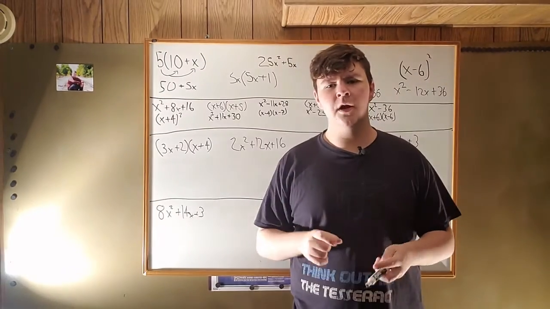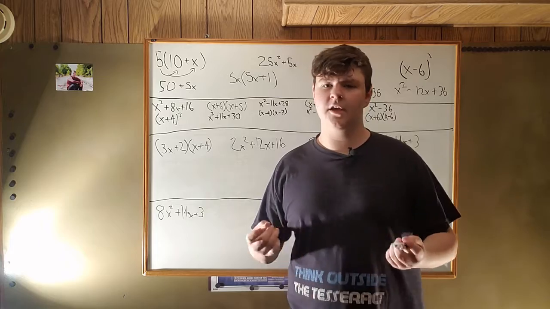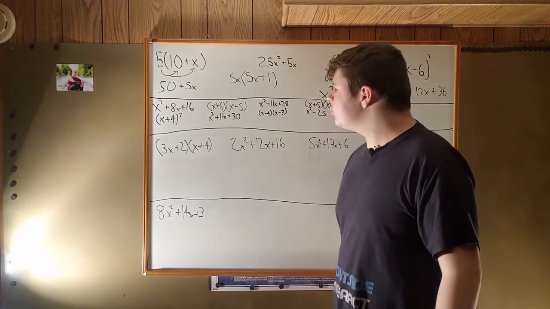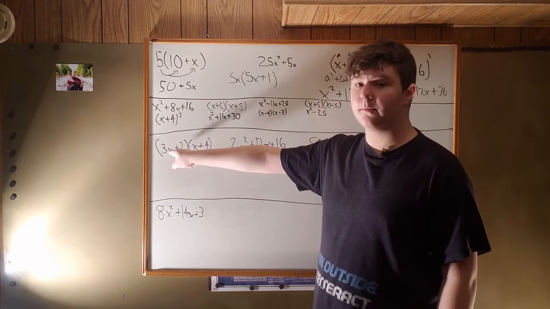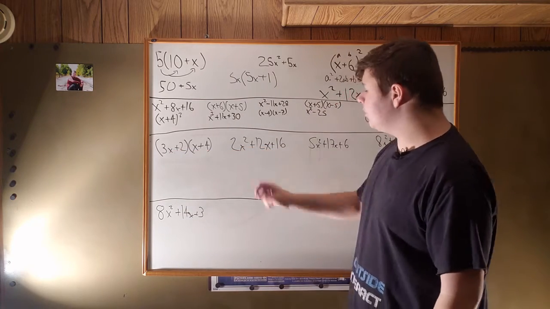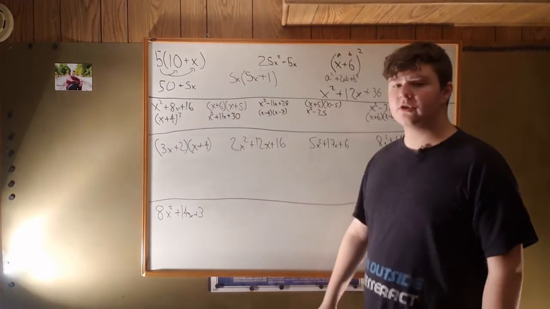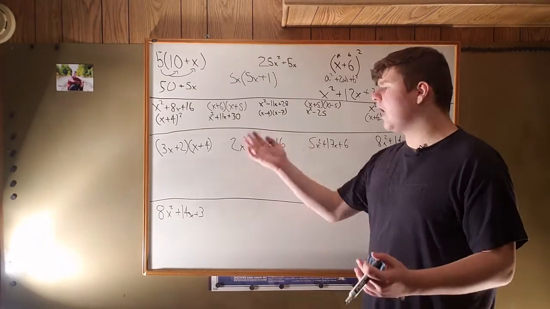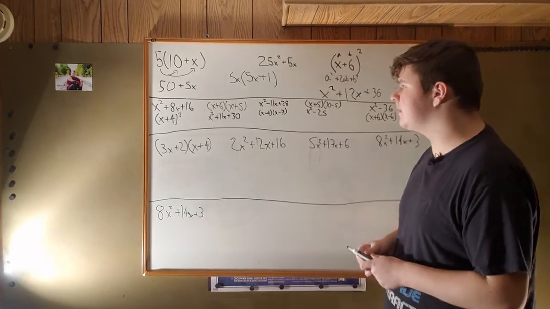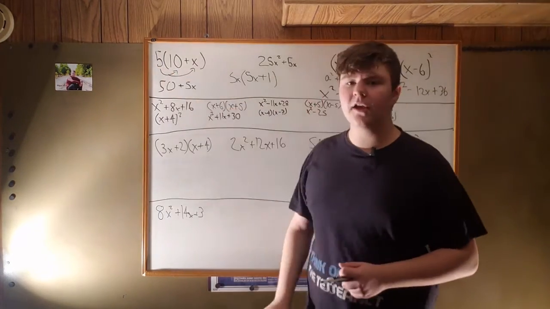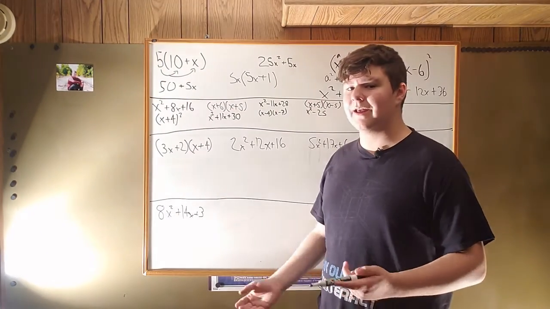Before I move on, I should probably familiarize you with the terms that I should have brought up at the beginning. So this right here is a binomial. It has two terms that cannot be combined. This right here is a trinomial. It has three terms that cannot be combined. These are called polynomials because it's got multiple different terms that cannot be combined. This is a monomial. It's only one term and that's it.